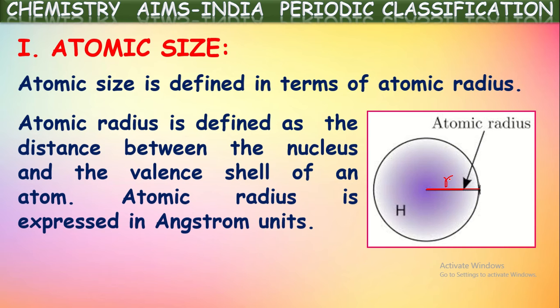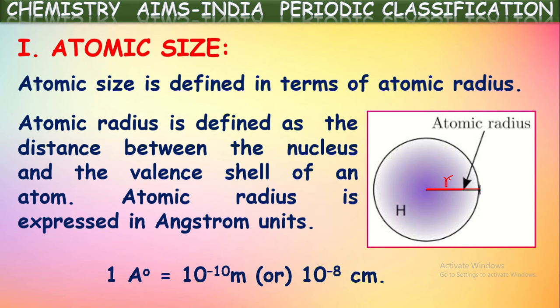In the same way, the remaining elements might have more than one shell. From the outermost shell to the nucleus, the distance calculated is said to be the atomic radius. As this is a distance, it is measured in different units like meters, centimeters, picometers, and nanometers. The most frequently used unit is the angstrom. We know 1 angstrom is equal to 10 to the power of minus 10 meters, or 10 to the power of minus 8 centimeters.